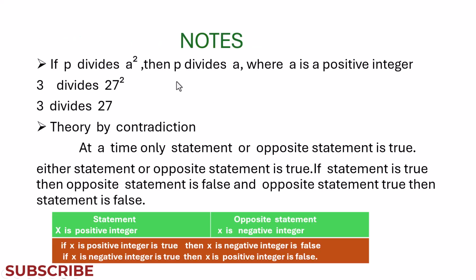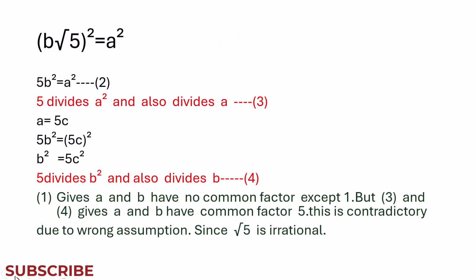If p divides a square, then p divides a. 3 divides 27 square, so 3 divides 27. Here 5 divides a square and also divides a. So 5 is one factor of a, so it can be written as 5c. Put in equation 2: 5b square is equal to 5c whole square. 5 square is 25, and 25 divided by 5 gives 5c square. Now right hand side has 5, left hand side b square, which means 5 divides b square and also divides b.